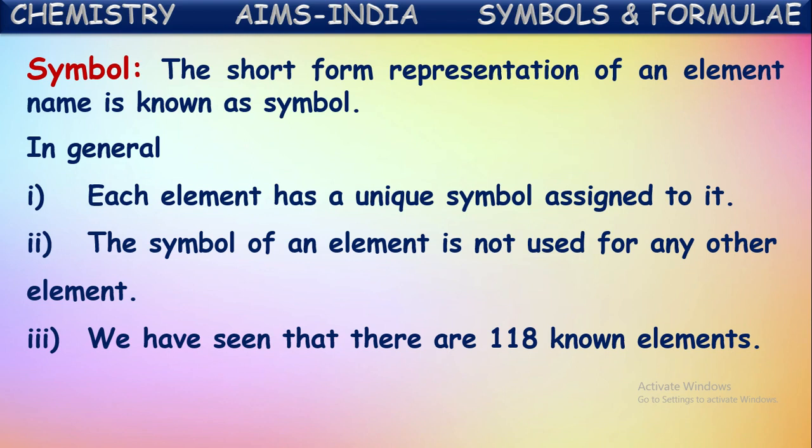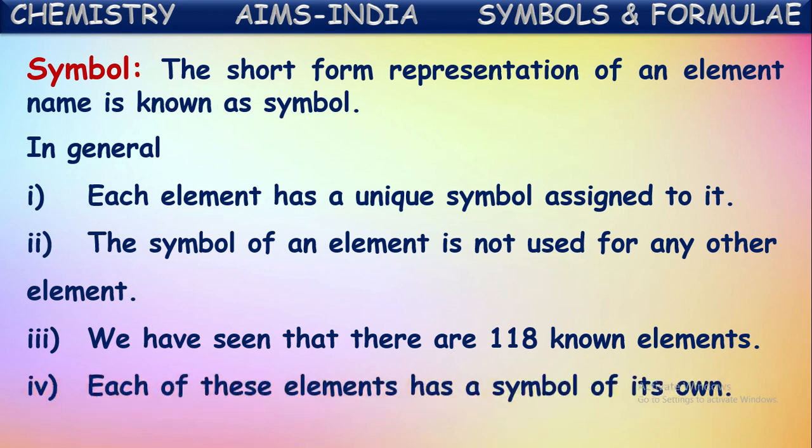We have seen that there are 118 elements known so far. Each of these elements has a symbol of its own. As we said, there are rules in writing the symbol of an element. If two or more elements have the same starting letter, then to avoid confusion, Berzelius suggested that along with the first letter, a second prominent letter also be taken into its symbol. So finally, all the elements have their unique symbol.